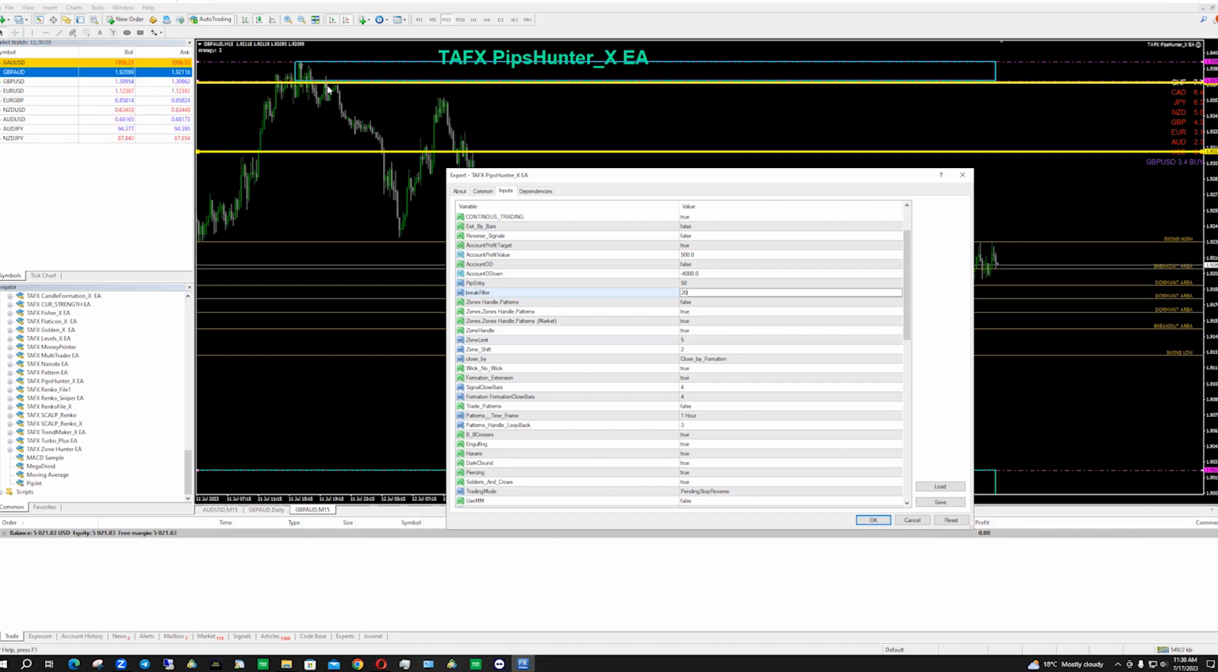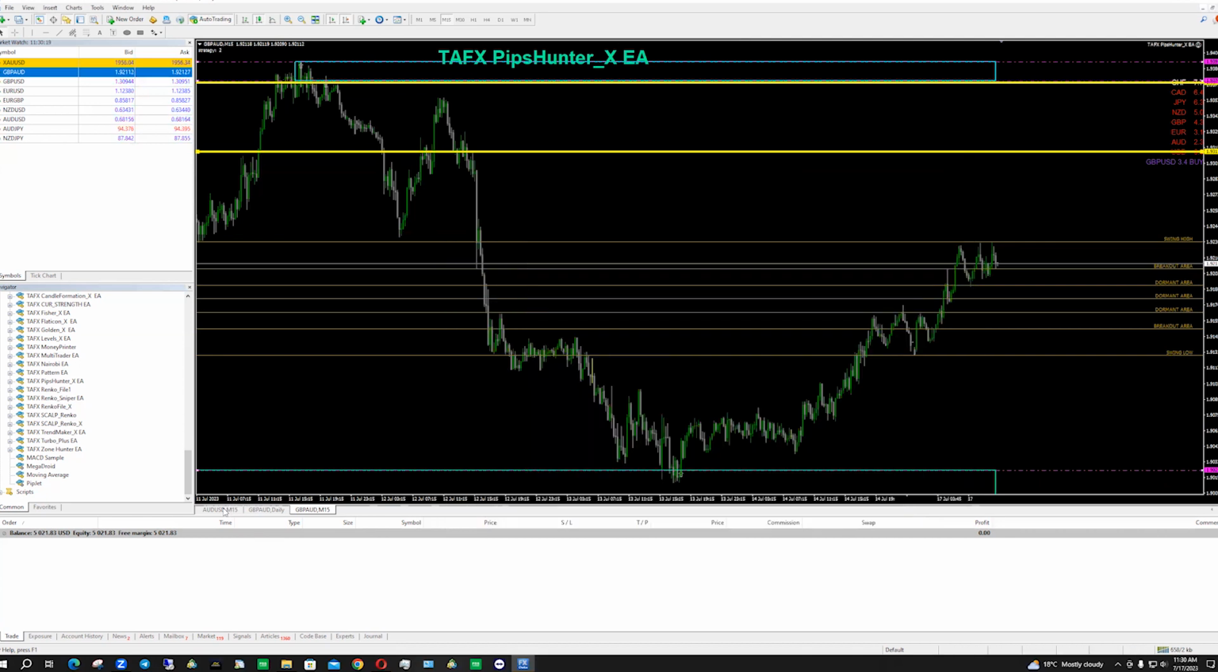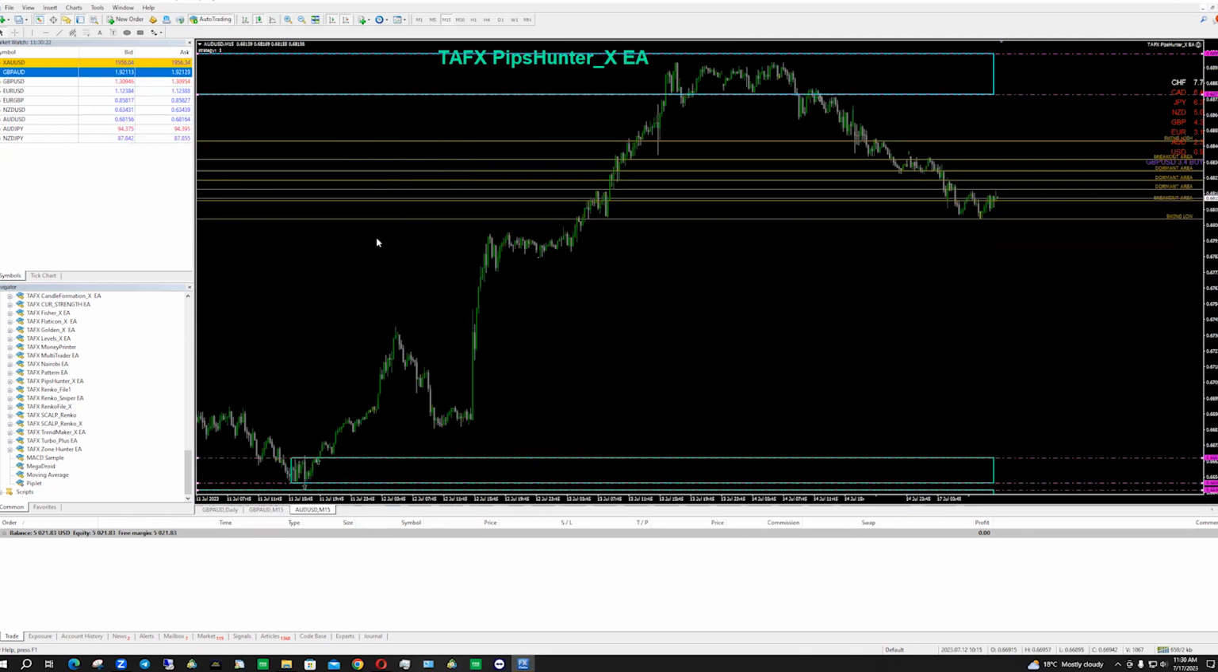So trading with the Pips Hunter, you can do a lot of things. You can see we have covered the key zone using the Pips Hunter. Now, let us go to our next topic of this Pips Hunter.